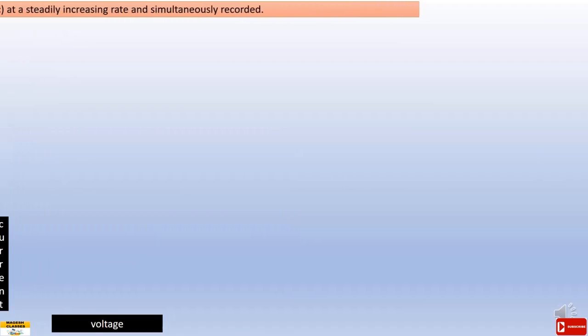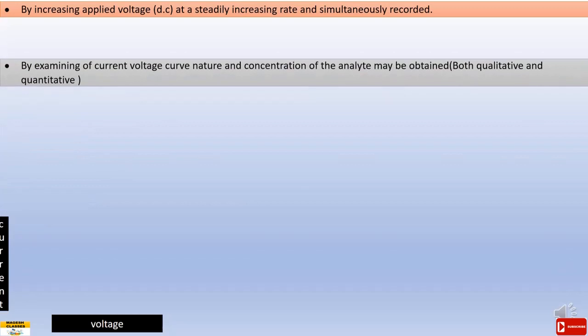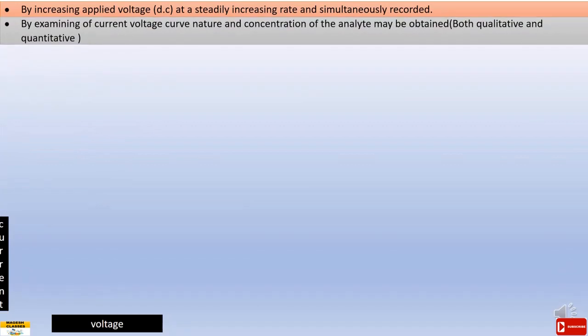By increasing the voltage, what happens? The current is produced simultaneously. By plotting the voltage and current, we obtain a graph that is called a polarogram. Why is it called a polarogram? This current is produced by the polarization of the electrodes, and so the graph is also called a polarogram.